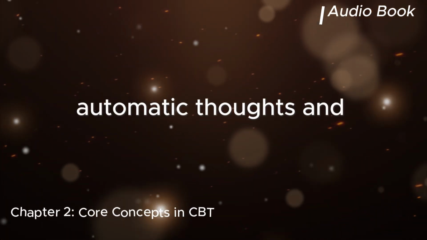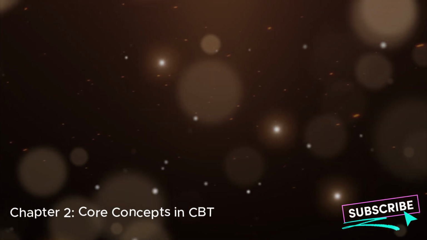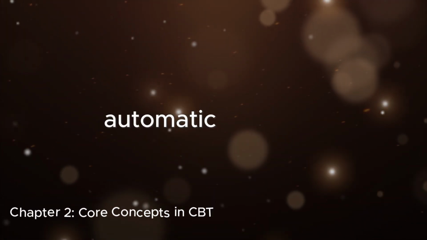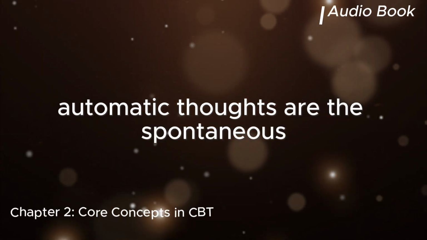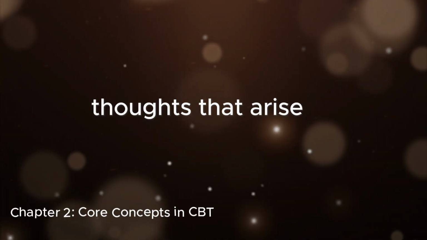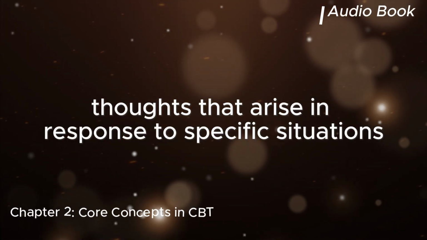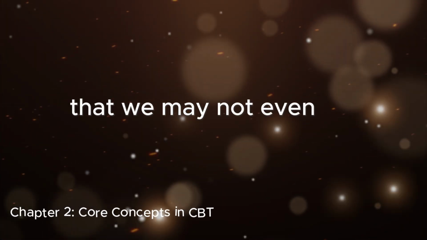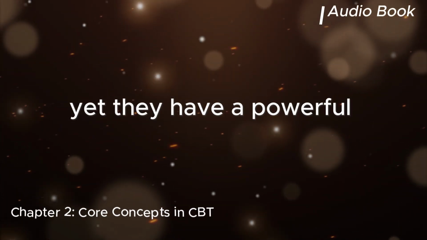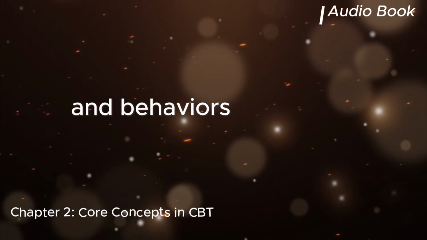Automatic thoughts and cognitive distortions. 1. Automatic thoughts. Automatic thoughts are the spontaneous, involuntary thoughts that arise in response to specific situations or stimuli. These thoughts often occur so quickly that we may not even be aware of them, yet they have a powerful influence on our emotions and behaviors.